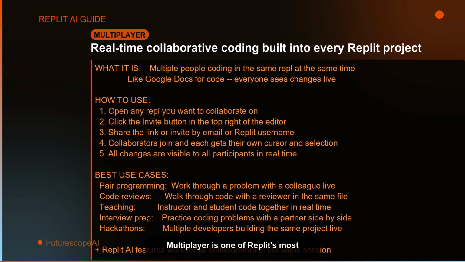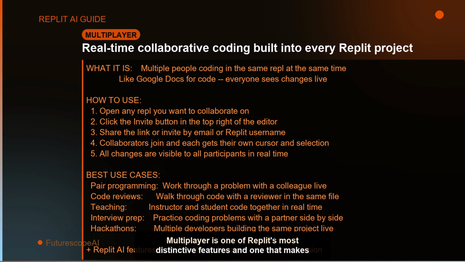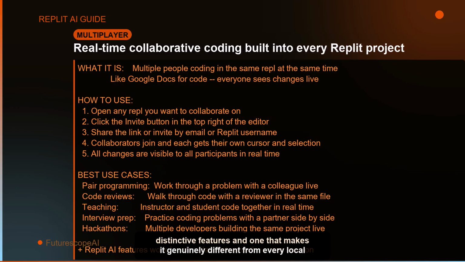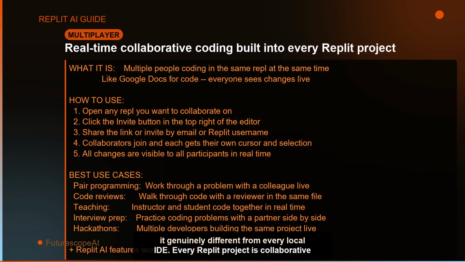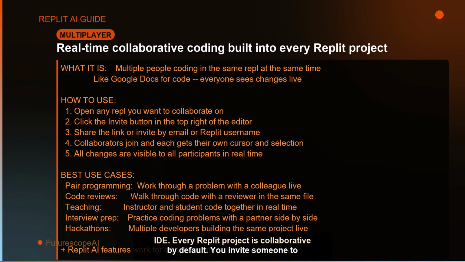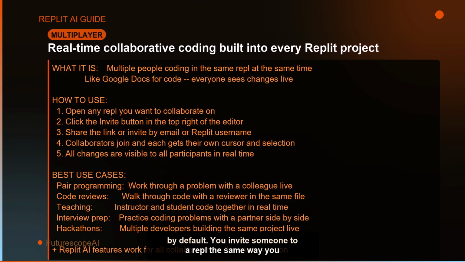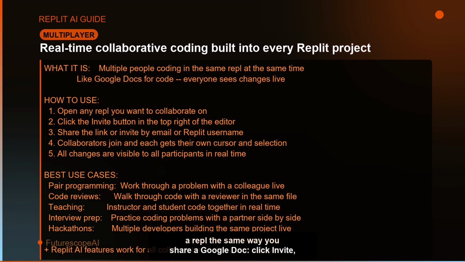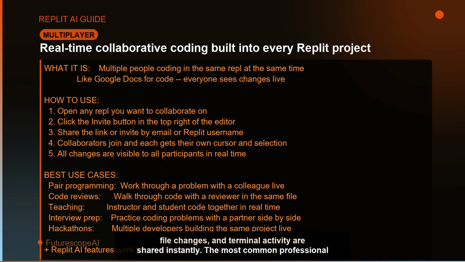Multiplayer is one of Replit's most distinctive features and one that makes it genuinely different from every local IDE. Every Replit project is collaborative by default. You invite someone to a repl the same way you share a Google Doc: click Invite, share a link, and they join your coding session. Each collaborator gets their own cursor, visible in real time to everyone else. All edits, file changes, and terminal activity are shared instantly.